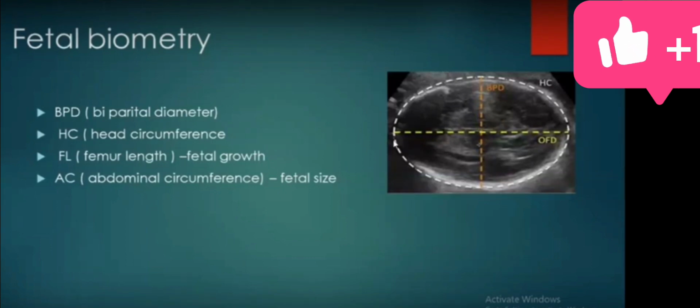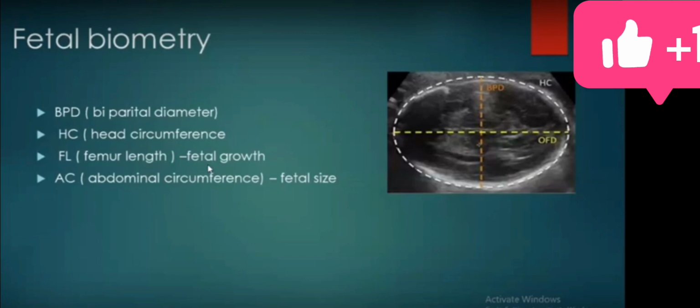Head circumference is also measured in order to evaluate whether there is proper growth of the baby, and also to exclude hydrocephalus or microcephaly. Microcephaly is a small head; hydrocephalus means a large head. Femur length is also measured, which is the longest bone.